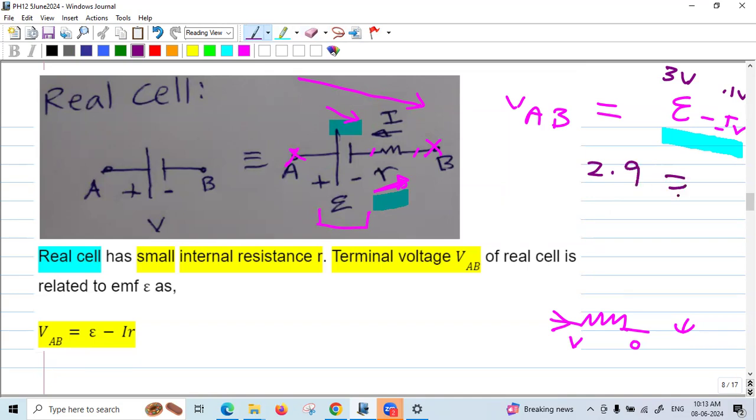2.9, which is not 3 volts. If it is an ideal cell, it will be 3 volts. If it's a good cell, it will be 2.9 volts. If it's not a good cell, it will be 2.5. So this internal resistance should be as small as possible. The voltage drop that's available across the terminals is E minus I into r, so it is slightly less than the ideal cell voltage, which is E.